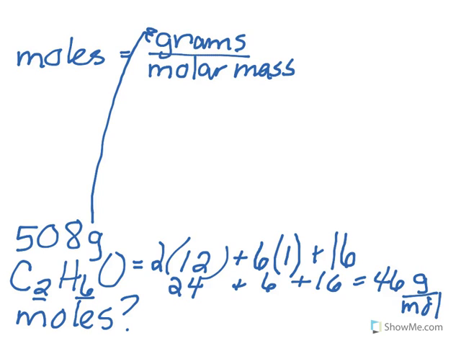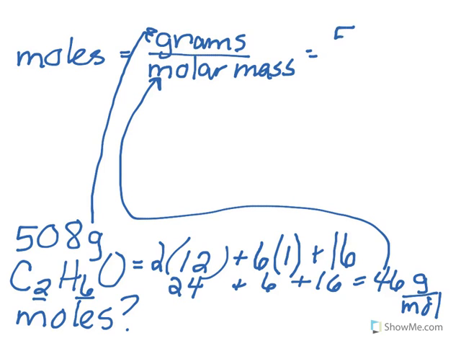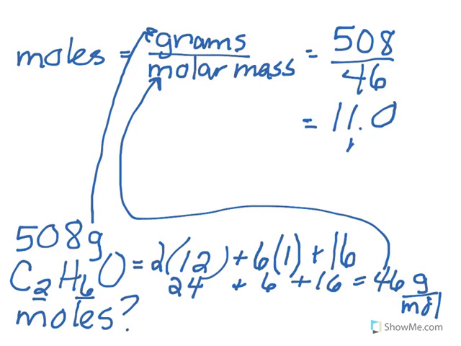Okay, so we will plug our 46 into the denominator for molar mass. So our algebra will become 508 divided by 46. Okay, if we punch this through on our calculator, we will get 11.0 moles of ethanol. Okay, that's one way to find moles.